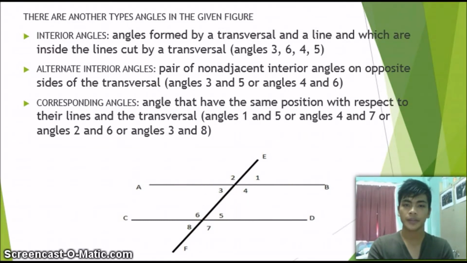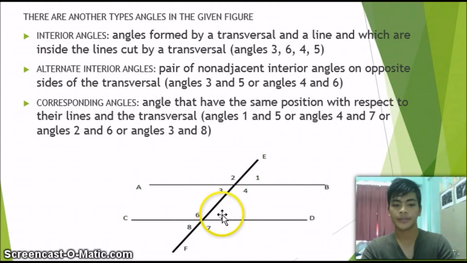Next, corresponding angle. What is corresponding angle? Angles that have the same position with respect to their line and the transversal. For example, angle 1 with 5, 4 with 7, 2 with 6, and 3 with 8. These are known as corresponding angles.